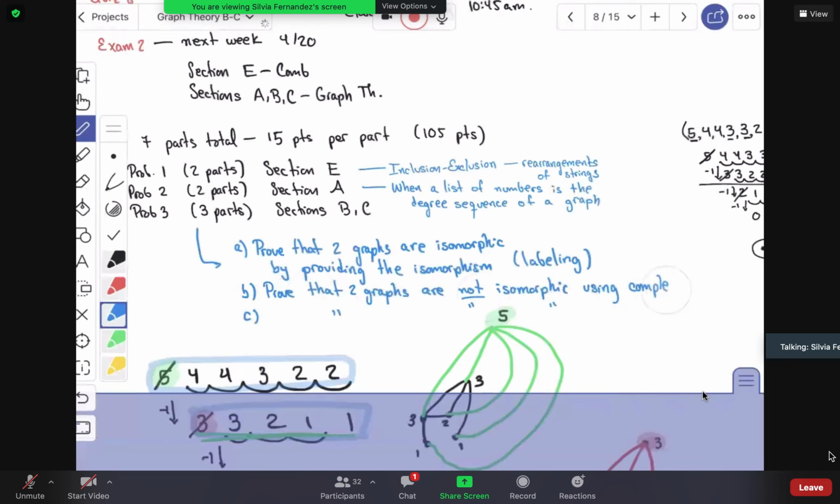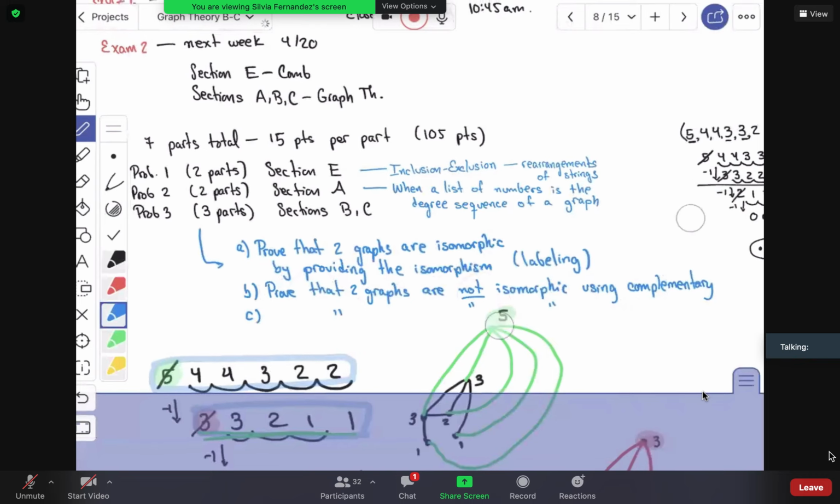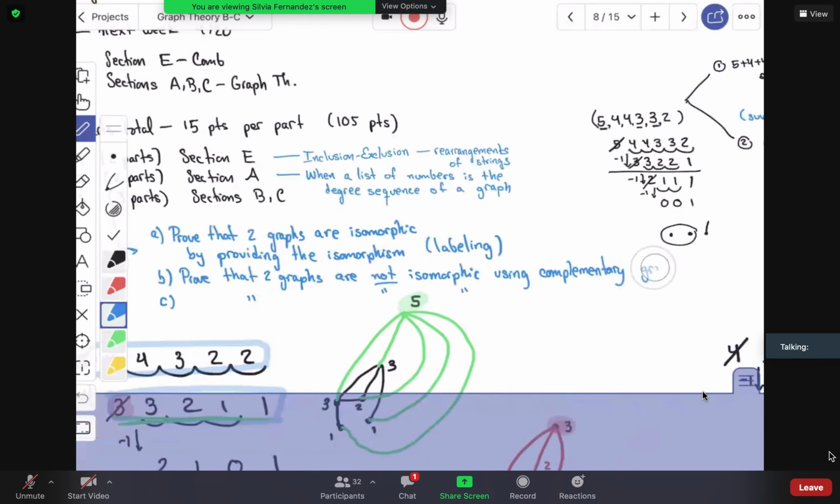So complementary graphs. And the other one is using bipartite graphs, by showing one graph is bipartite and the other one isn't.